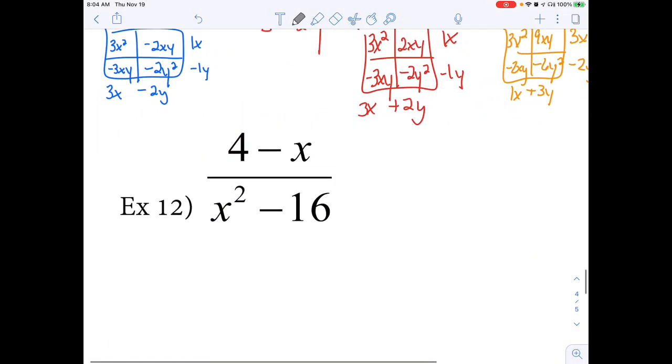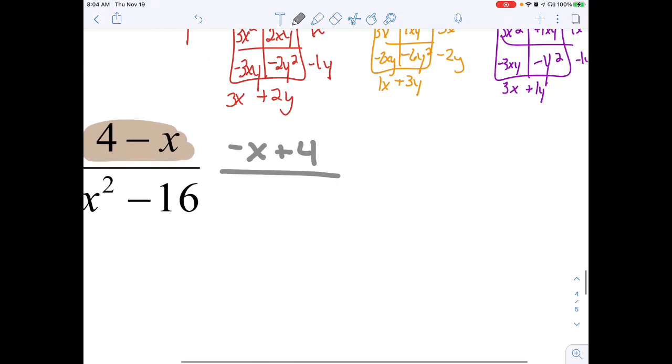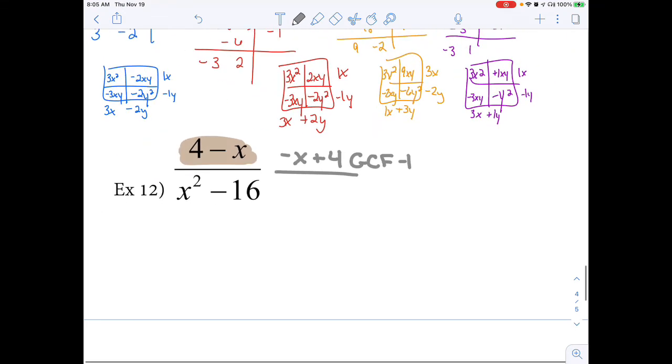Okay, example 12 was our last one. Example 12 I have on here because you're going to see sometimes that things are written backwards. See that right there? We are going to rewrite that so that it's negative x plus 4. And maybe you're wondering why would you do that, Mrs. Langeli? Because then you can hopefully see that there's a GCF of negative 1. Since there's a GCF of negative 1, I'm going to rewrite that as a positive x minus 4. You always want your leading term to be x, and you always want your leading term to be positive. So if your leading term is negative, pull out a GCF of negative 1.